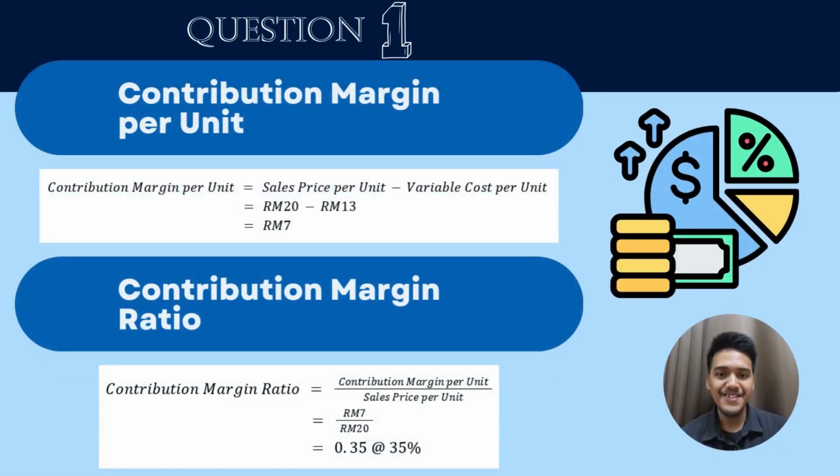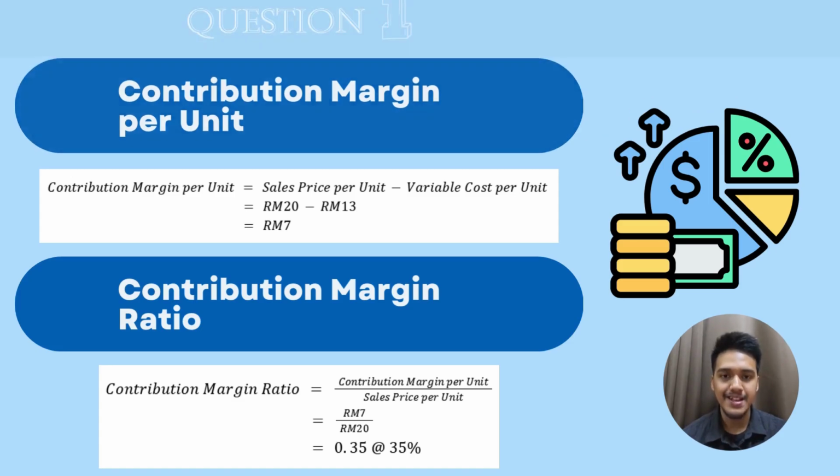Okay, for contribution margin per unit, the formula is sale price per unit minus variable cost per unit. That means 20 ringgit minus 13 ringgit, which is equal to 7 ringgit. For contribution margin ratio, it is equal to contribution margin per unit divided by sales price per unit. That means 7 ringgit divided by 20 ringgit equals 0.35, or equivalent to 35%.